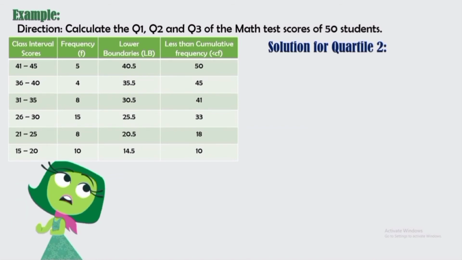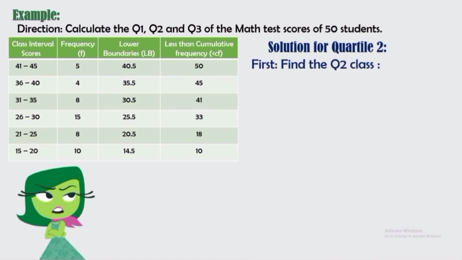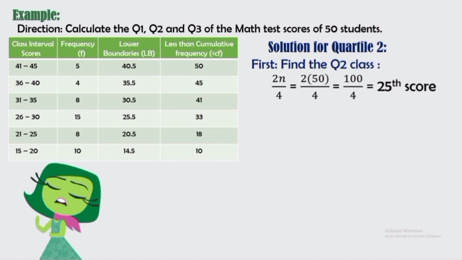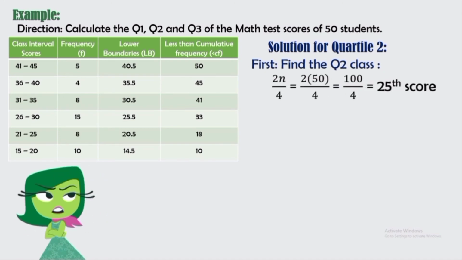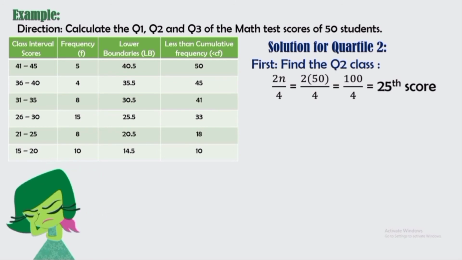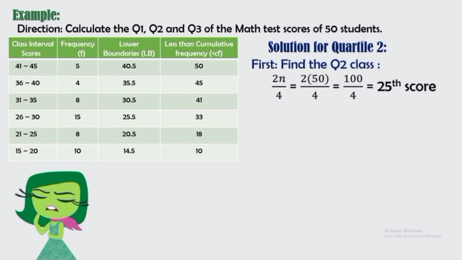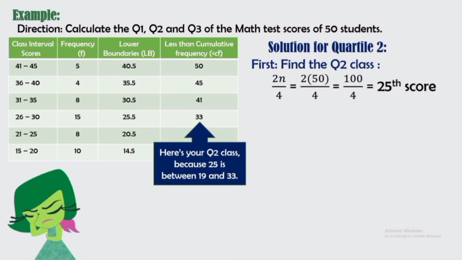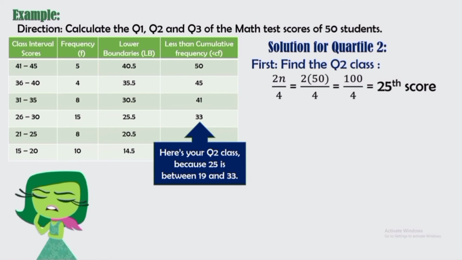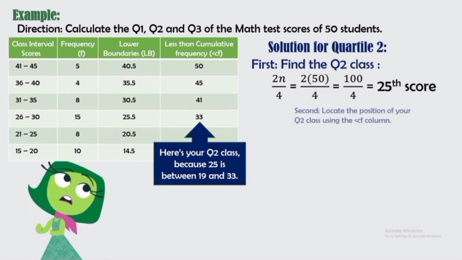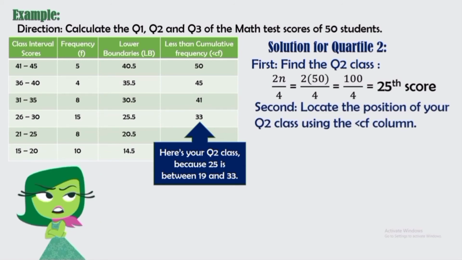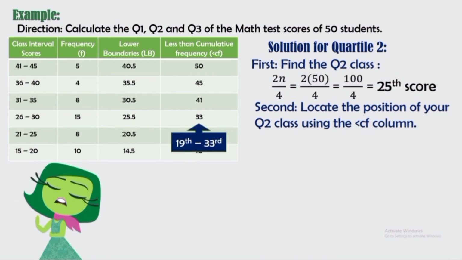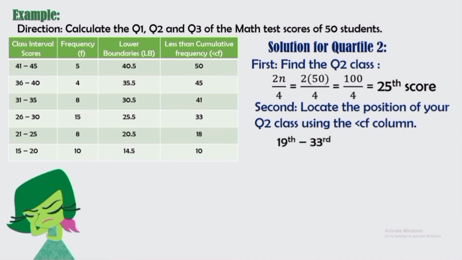Solution for second quartile. First, find the second quartile class. 2 times the number of students divided by 4. That is 2 times 50 divided by 4. 100 divided by 4 is equal to 25th score. Here's your second quartile class because 25 is between 19 and 33. Second, locate the position of your second quartile class using the less than cumulative frequency column. That is between 19 and 33.